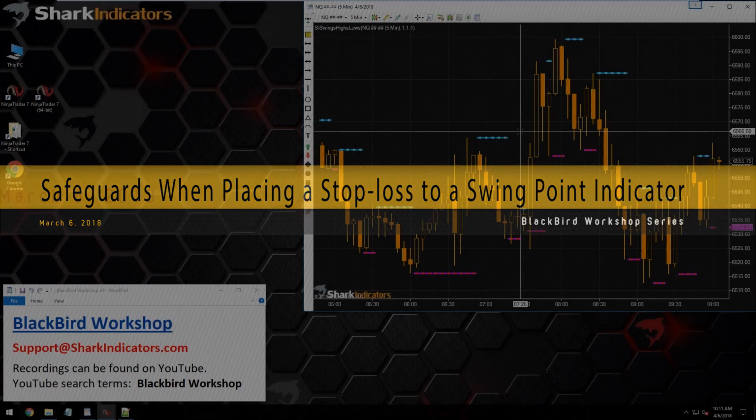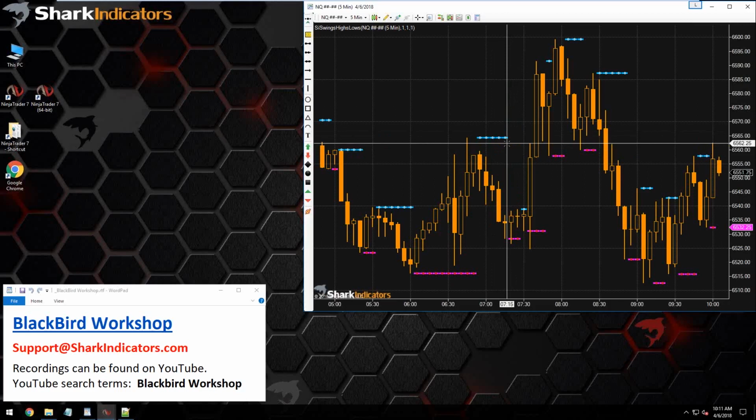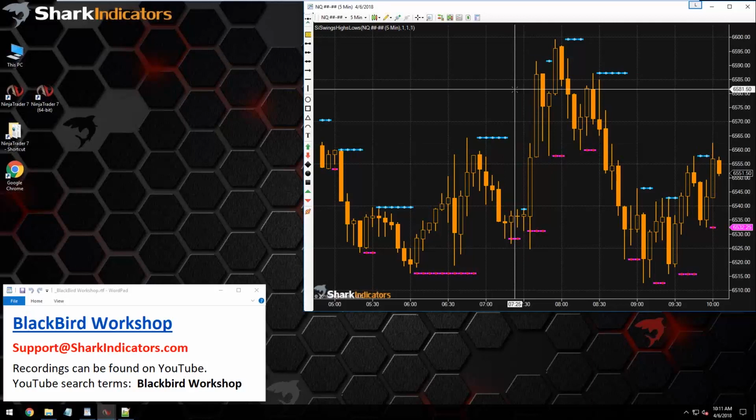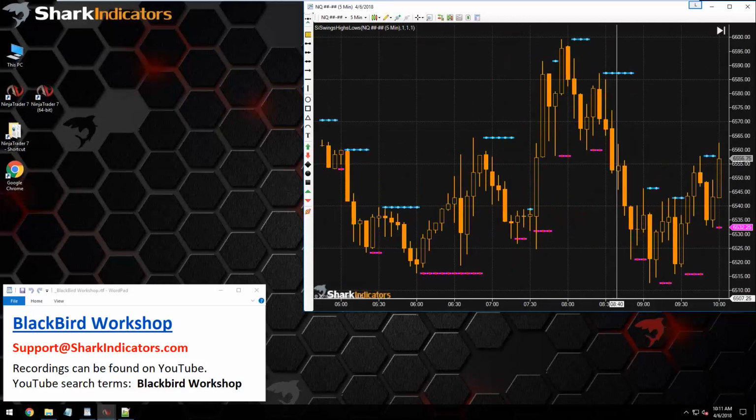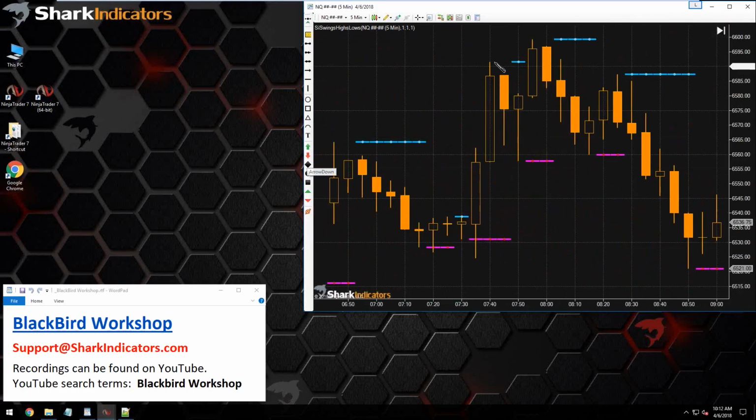So today's first question is from Jeff, and he's wanting to use the SwingHighsLows to set his initial stop loss getting into a trade. However, sometimes the SwingHighsLows doesn't quite exist yet. So let's find an example here. Let's say, for example, he wants to take a short on this bar here, and we can see that the indicator hasn't caught up yet.